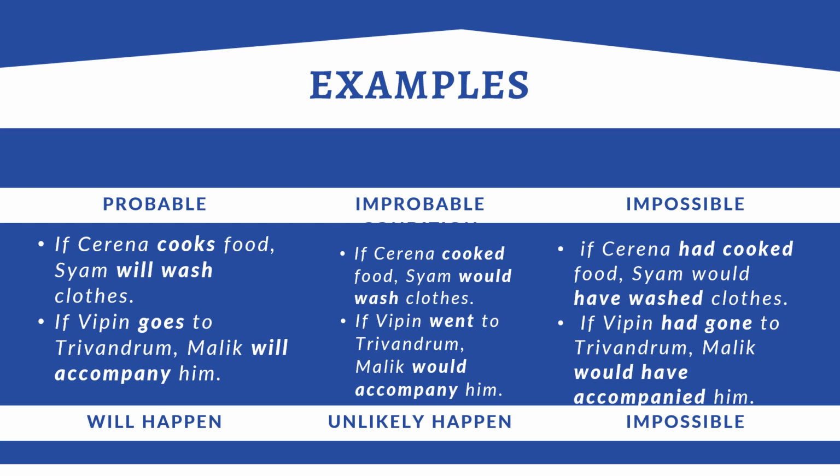Next is impossible condition. We know that there is no possibility. It is impossible for this condition to happen. If Serena had cooked food, it is in the distant past, maybe 50 or 60 years ago, that this will be said. That is, if Serena had cooked food, Shyam would have washed clothes. That is, Serena hadn't cooked food and Shyam hadn't washed clothes.